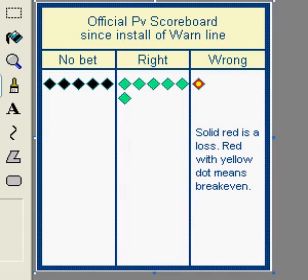And finally, here is our scoreboard since we installed the Warren line into the algorithm. As you can see, so far we're running it right 6 times, no bets 5 times, and wrong once, but that one was a break even. So I score that as wrong because after all, you do have brokerage fees. All of these scores were as of yesterday, Thursday, November 17th, 2011.